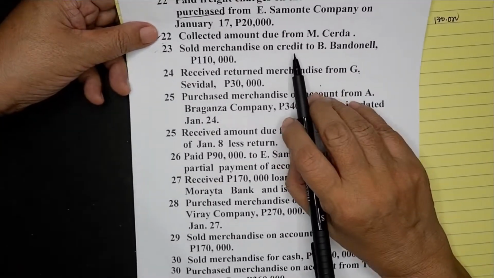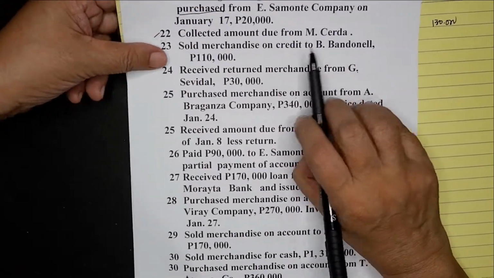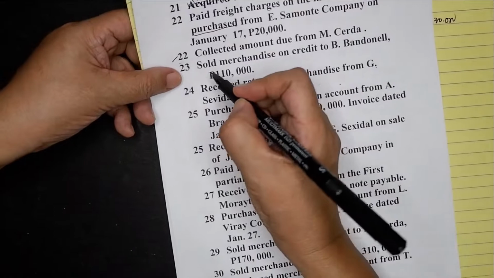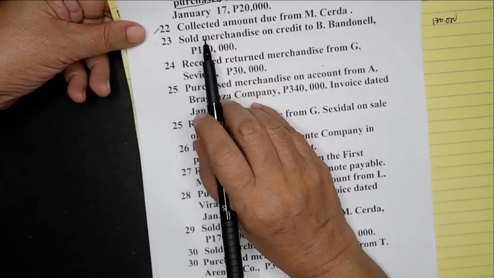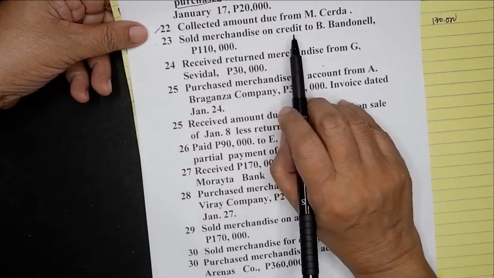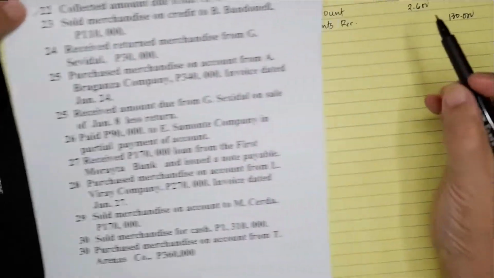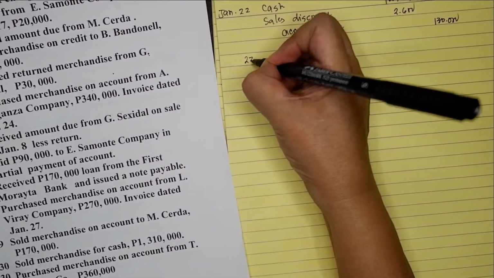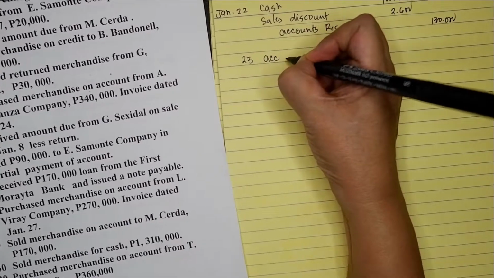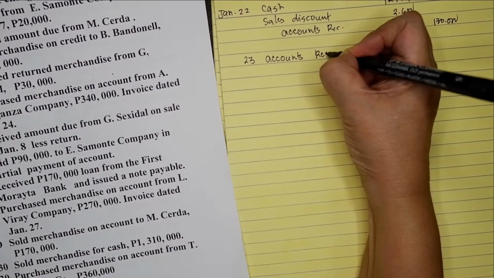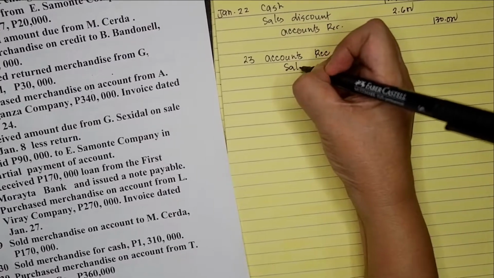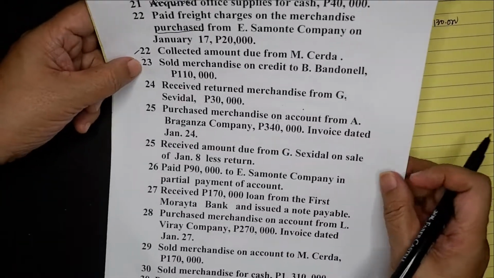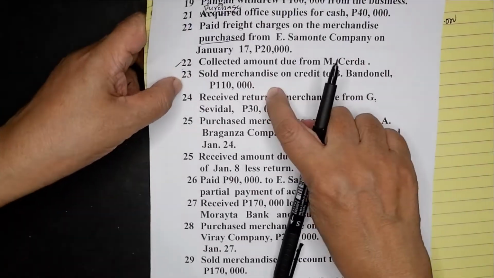Sold merchandise on credit to B. Bandonel, 110,000. Sold merchandise, it means it is sale, so it is on the credit side. And since it is credit, it means that is accounts receivable. So, 23, debit accounts receivable and credit sales. That is 110,000.